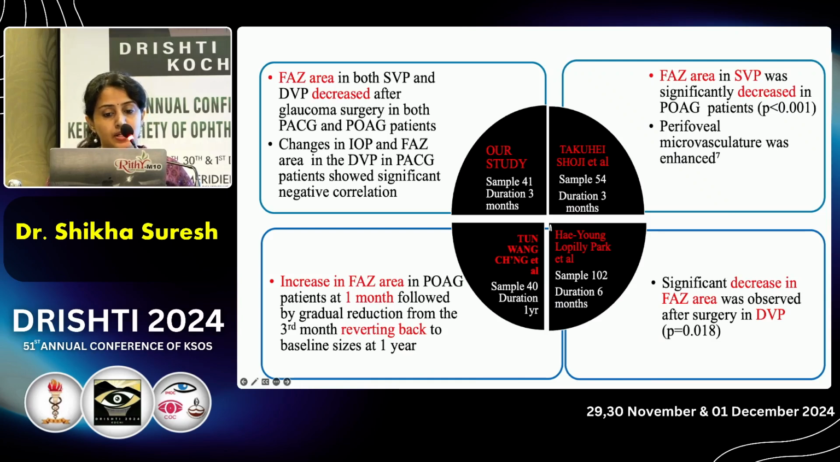According to Takeyoshi Shoji et al., FAZ area in the superficial vascular plexus was significantly decreased, and they proposed that it was due to enhancement of the perifoveal microvasculature with restoration of the macular retinal ganglion cell function after IOP lowering. According to H.Y. Park et al., there was a decrease in FAZ area in the deep vascular plexus. The study by Tun Von Chang et al. was slightly different from our study, where they found that there was an increase in the FAZ area at 1 month which reverted back to normal. They said that this increase may be due to surgical inflammation, and surgical inflammation can result in poor quality scans, and our study has excluded poor quality scans.